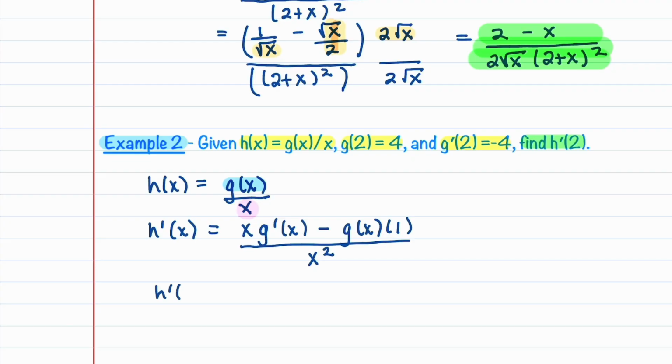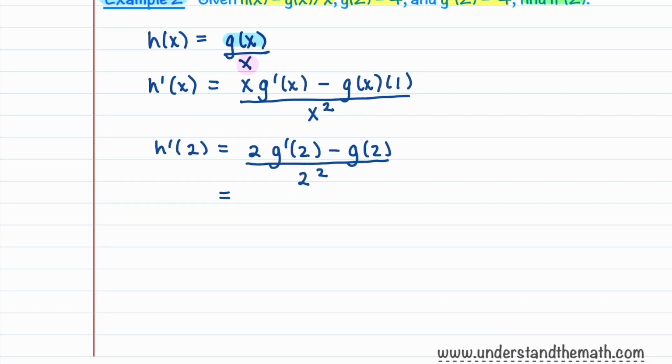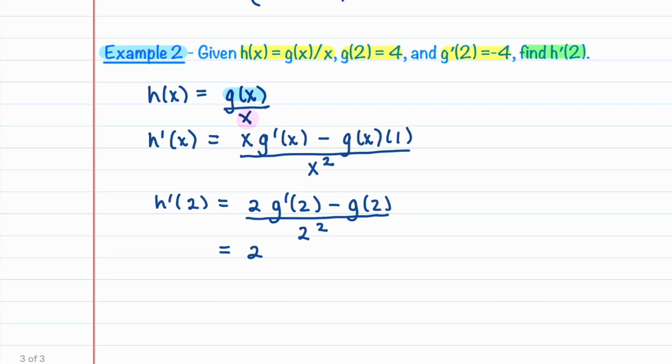Now we're going to substitute in that x is equal to 2. So we have h prime at 2 is 2 times g prime at 2 minus g of 2, and we're going to divide this by 2 squared. Now we're going to substitute in what g prime of 2 is and what g of 2 is. We have 2 times g prime at 2, which is minus 4, minus g of 2, which is 4. And we're going to divide all of that by 2 squared, which is 4.